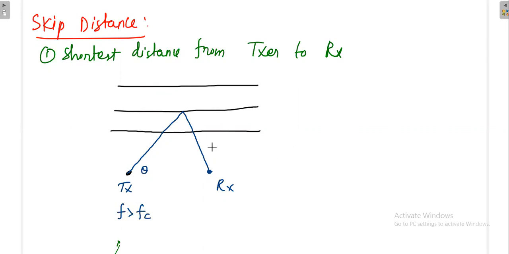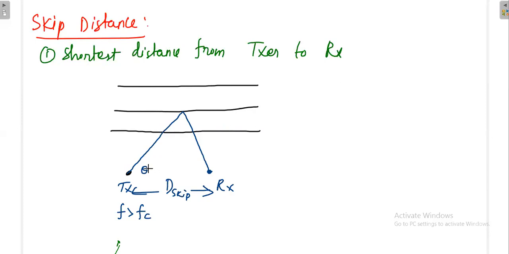Then the shortest distance between these 2 points is called the skip distance. This distance is called the skip distance, generally written as d skip. Now, when this is the d skip distance, what could be the frequency?